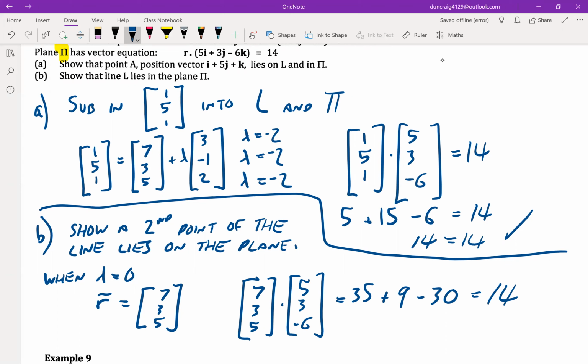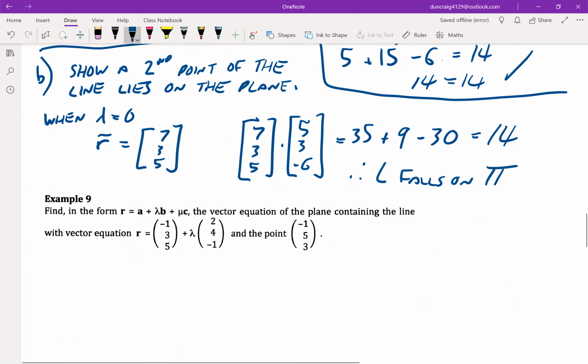So we've shown that two points of the line fall on the plane, and therefore L falls on the plane. Okay, so we can say that's true.